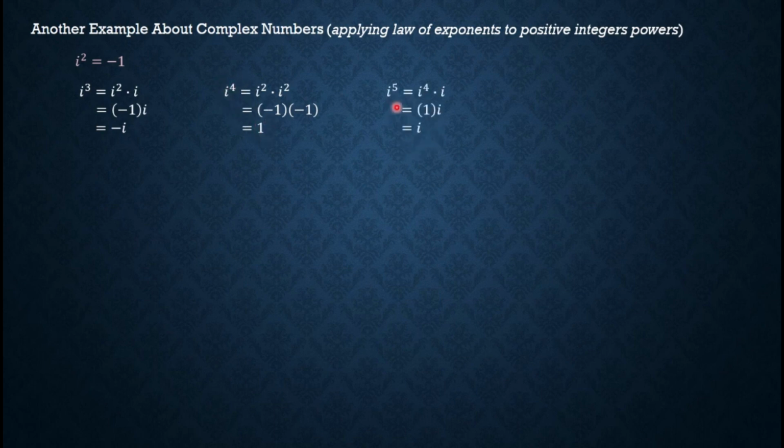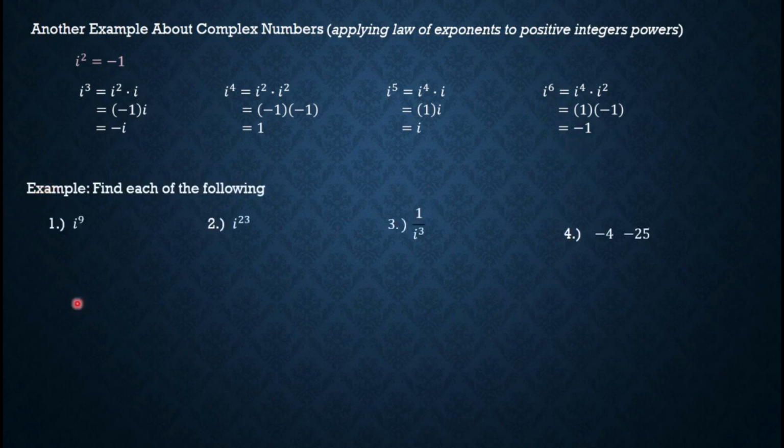Therefore i to the 4 is equal to 1. Next, i to the 5 is equal to i to the 4 times i. Remember i to the 4 is equal to 1. So i to the power 5 is equal to i. i to the power 6 is equal to i to the power 4 times i to the power 2. Remember i to the 4 is positive 1 and i squared is negative 1. So 1 times negative 1 is negative 1. Therefore i to the 6 is equal to negative 1.